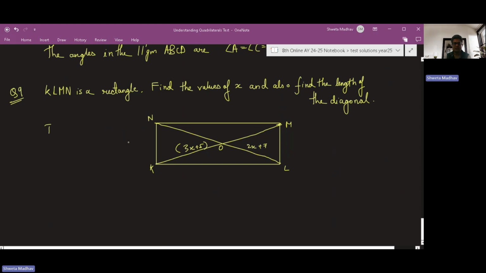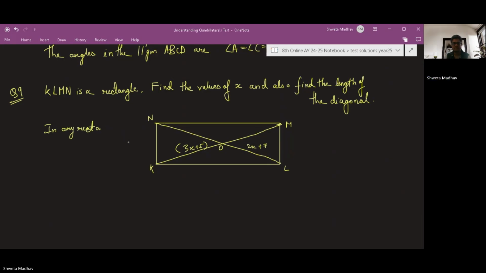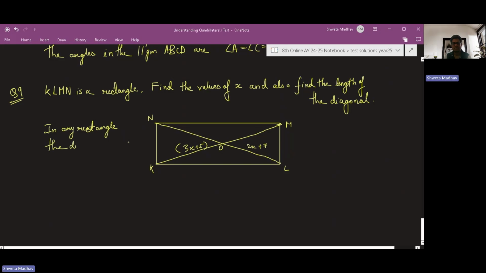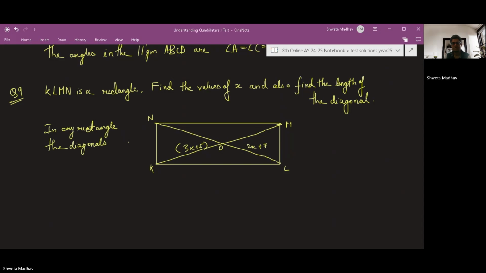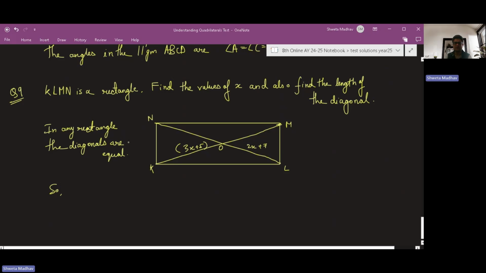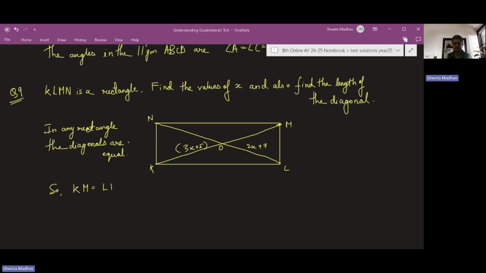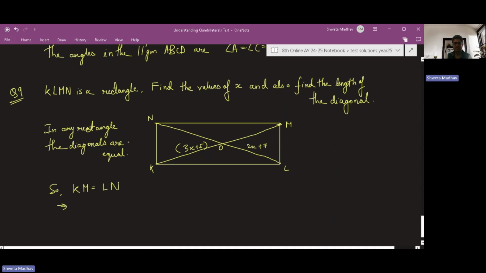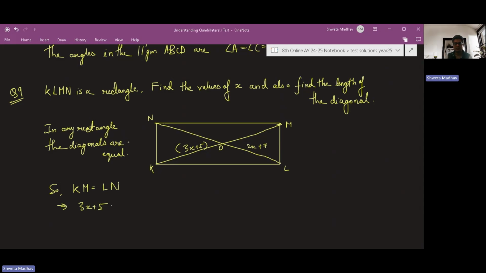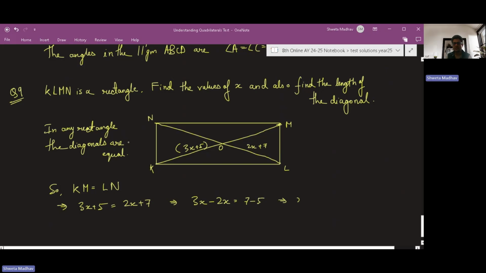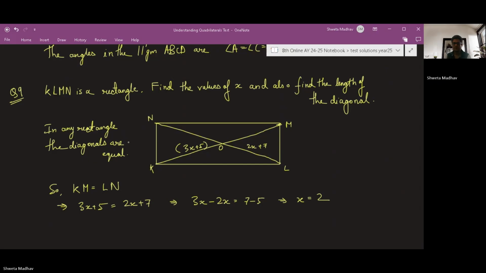As we know, in any rectangle, the diagonals are equal. Diagonals are equal in length. So here I can say the length of the diagonal KM should be equal to diagonal LN. KM has been told as 3x plus 5 units, and LN as 2x plus 7 units. So 3x minus 2x should be equal to 7 minus 5, so x will be equal to 2. The answer for the required value of x is 2.